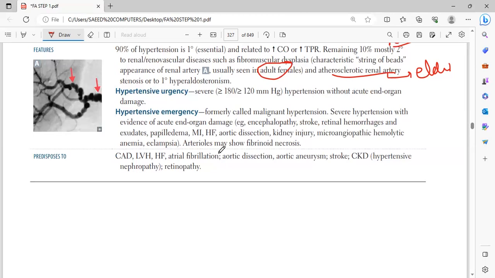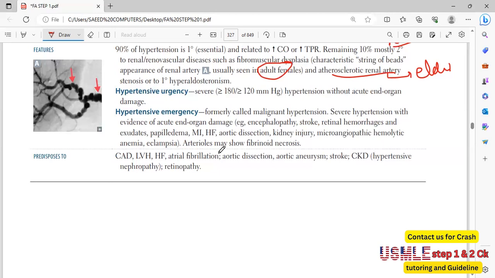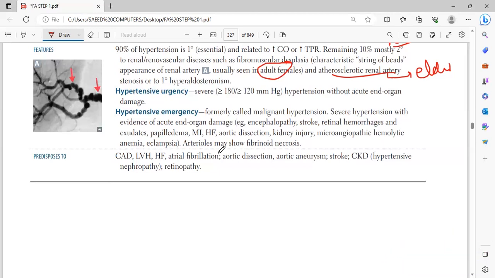Best initial therapy is lifestyle management. If a patient is diagnosed with hypertension for the first time, you will ask them for weight loss. Weight loss is a more effective way. Also diet, exercise, and tobacco cessation.